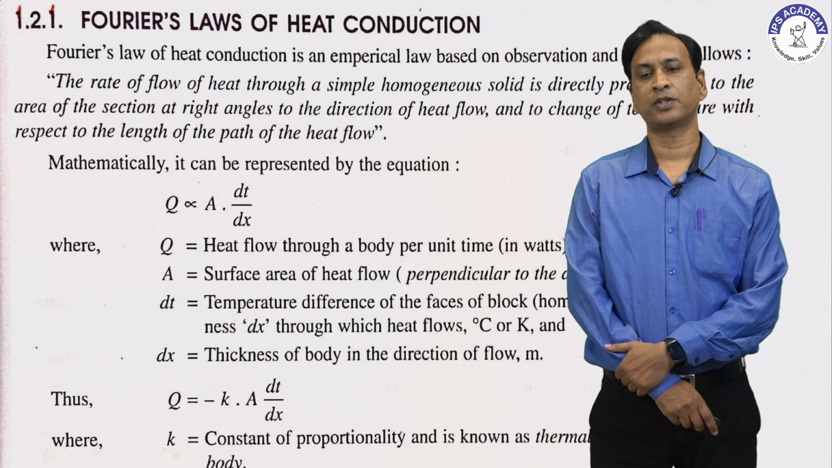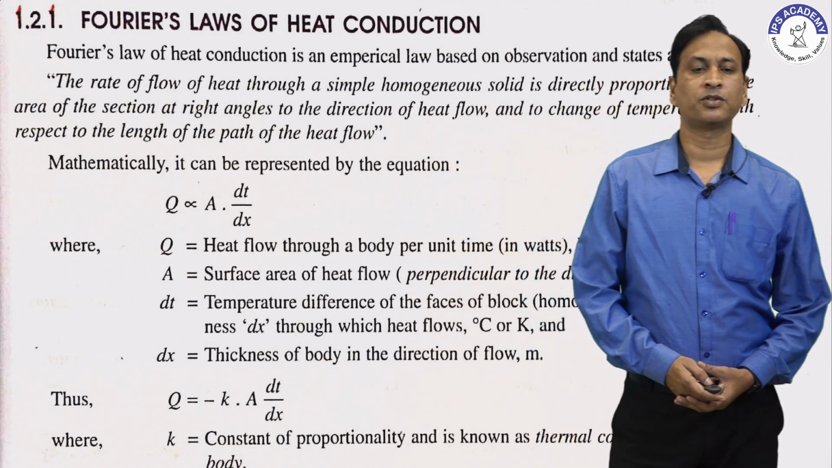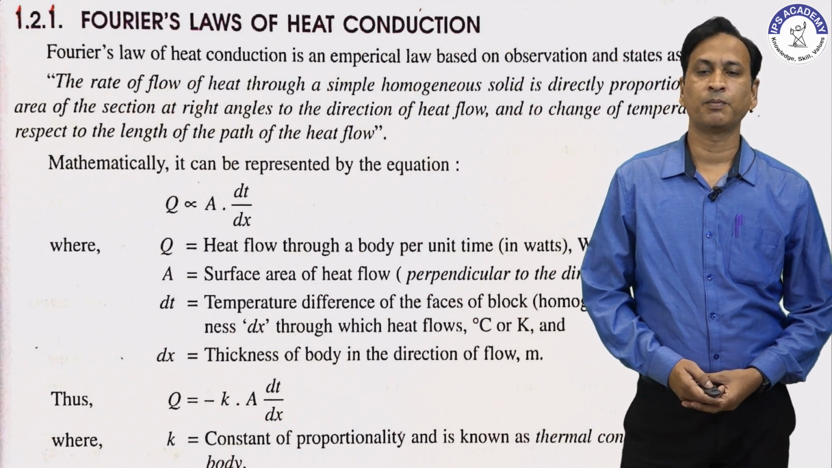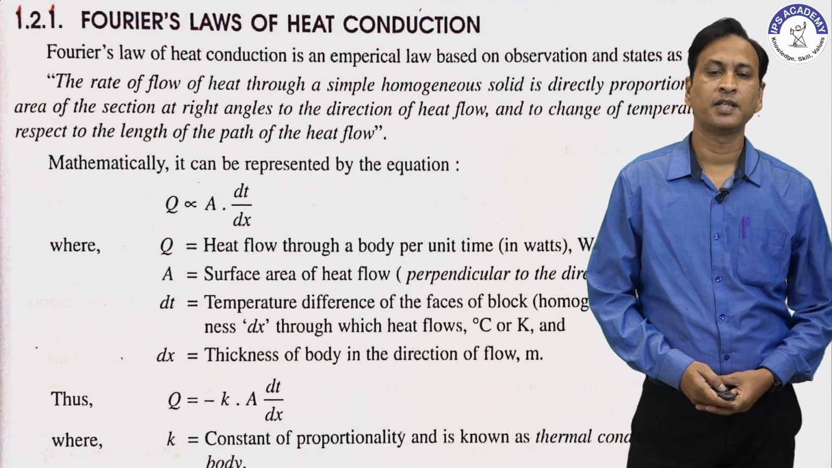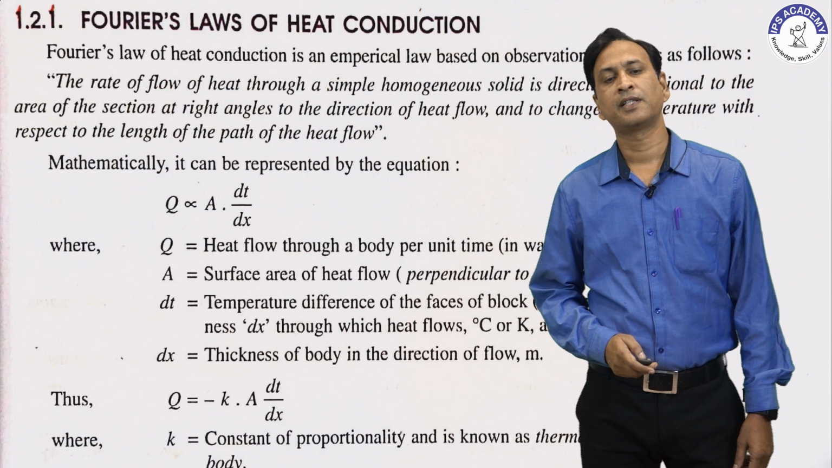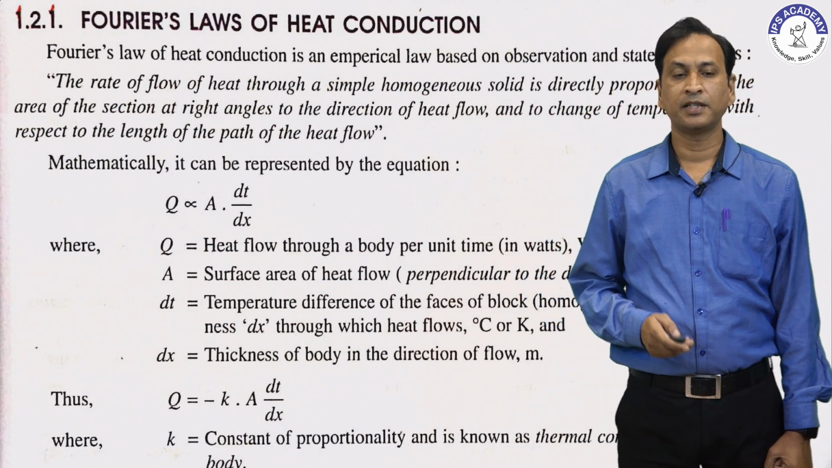It is perpendicular to the direction of flow. The unit of area is meter square. dT is the temperature difference across the faces of a block, a homogeneous solid of thickness dx through which heat flows, in degrees Celsius or Kelvin. dx is the thickness of the body in the direction of flow.